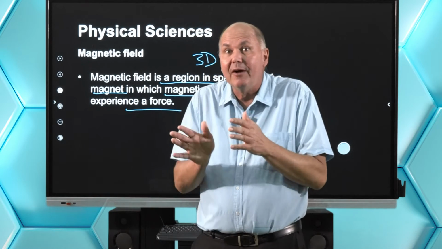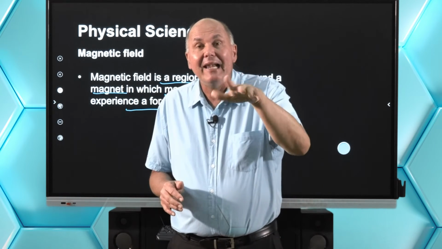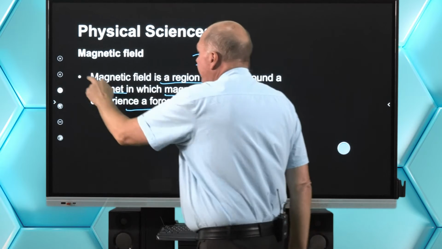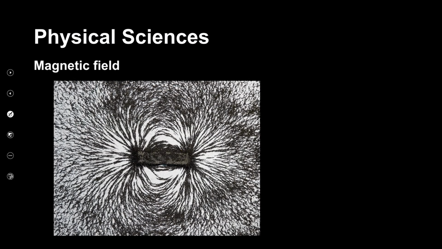So we can take a bar magnet, put a piece of paper on top of it, sprinkle some iron filings and tap the paper. You know what? All of the little iron filings start to align themselves to the magnetic field. And so that's the diagram that I've got here.